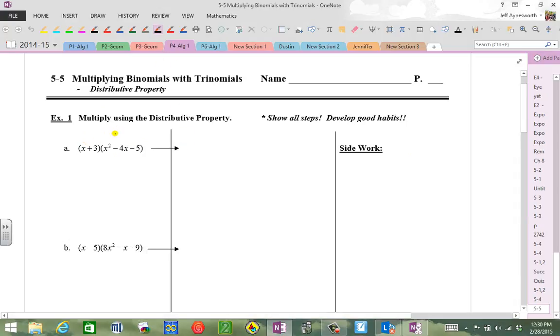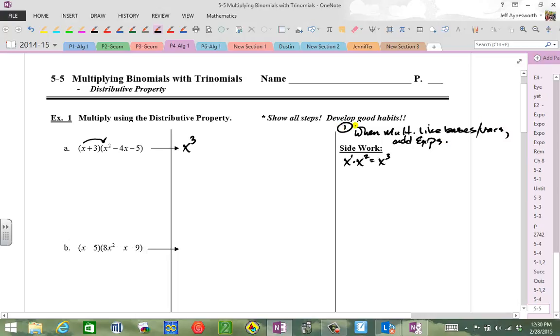We're going to multiply using the distributive property. First times first, all right? X times x squared. Well, that's x cubed, right? So I'm going to start off with x cubed. All right, when you multiply like variables, you add the exponents. When multiplying like variables or like bases, you can say bases, you can say variables. Doesn't really matter. Okay, you add the exponents as you guys already know.